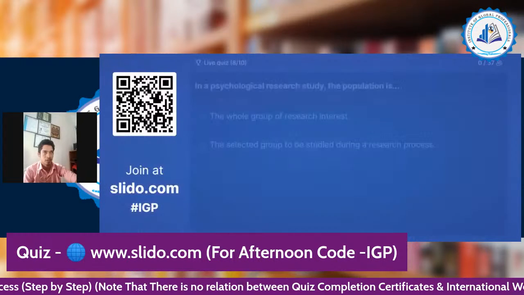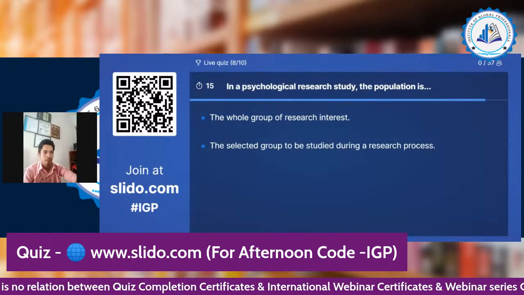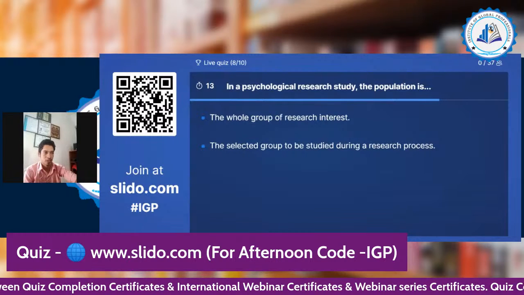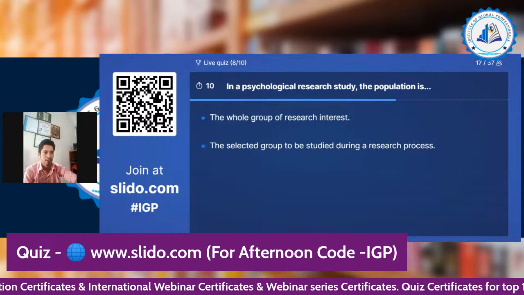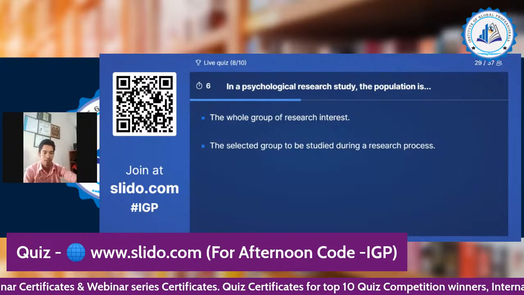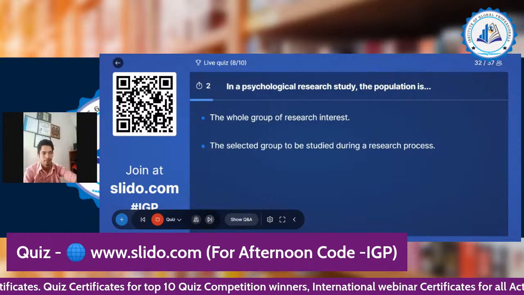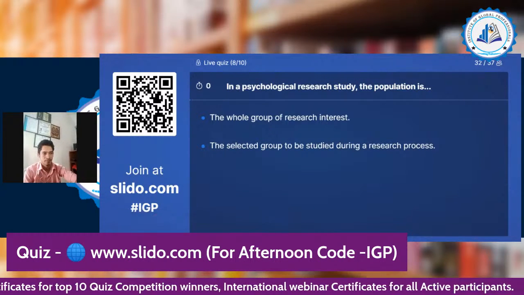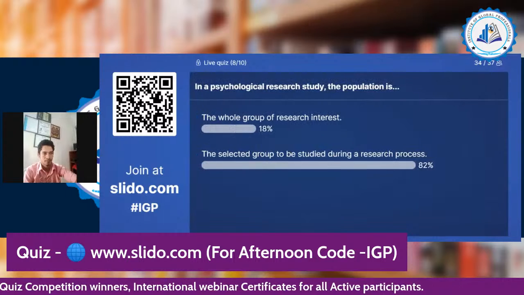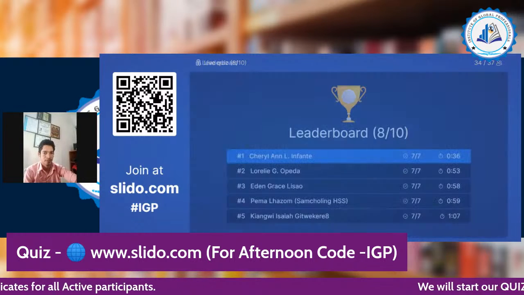Next question is, in a psychological research study, is the population the whole group of research interest or the selected group to be studied during a research process? Option number one, the whole group of research interest, is the right answer.